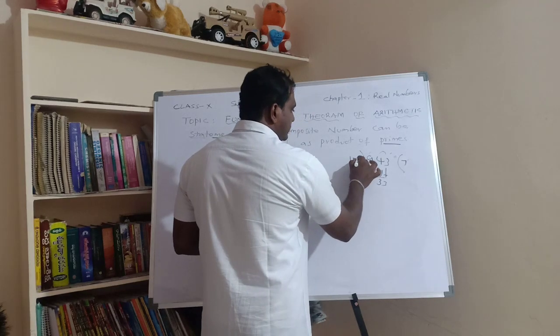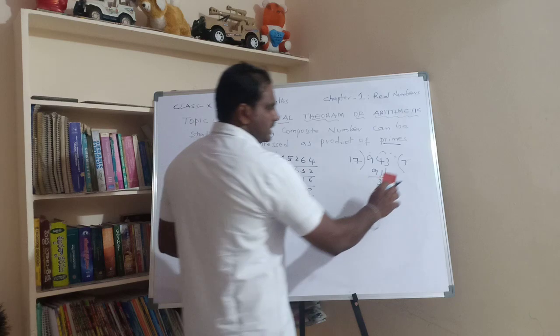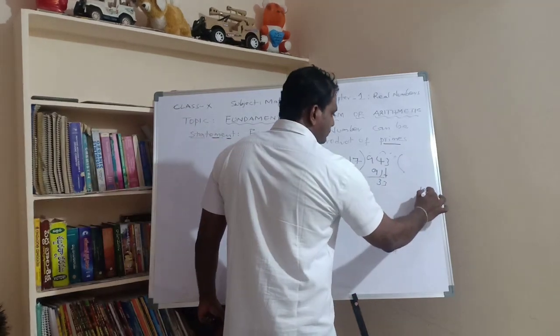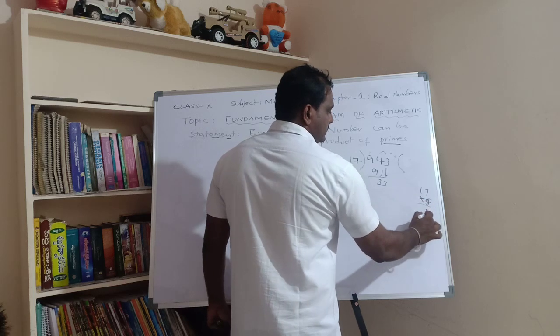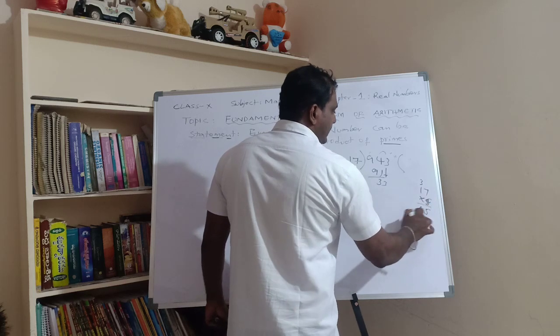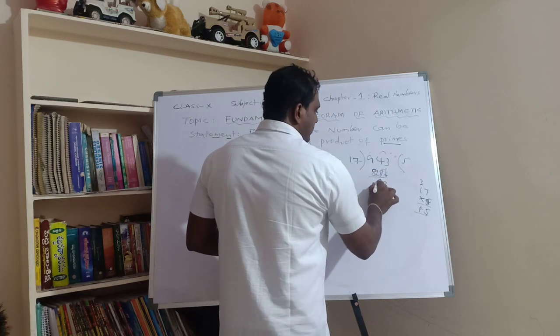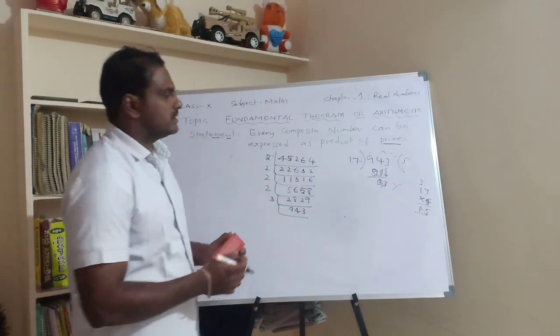After that we have to check 17. 17 1s are 17. 17 2s are 34. 17 3s are 51. 17 4s are 68. 17 5s are 85. Remainder is 93. In the 17 table also it's not going.